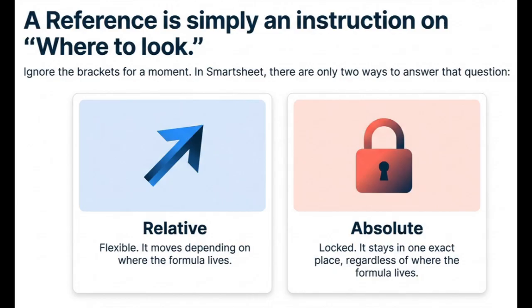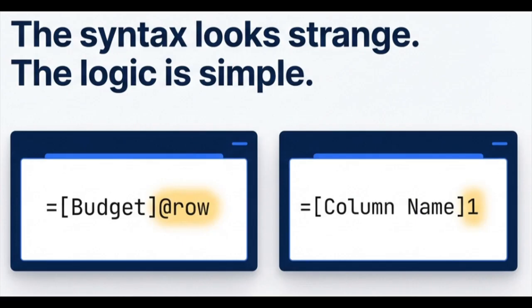A simple definition: a reference tells your formula where to look. That's it. Now there are two types: your relative reference and your absolute reference. Your relative reference moves depending on where the formula is. An absolute reference stays locked in one place. Think of it like this: relative basically equals flexible, and absolute equals locked.